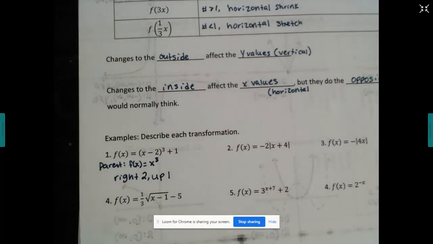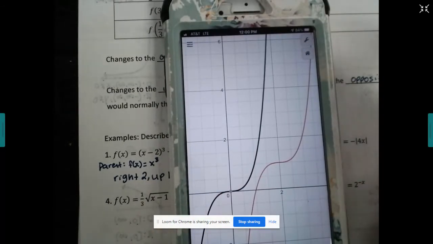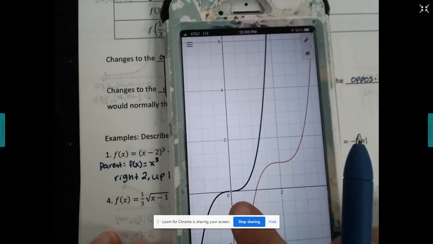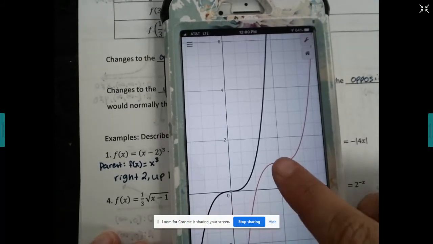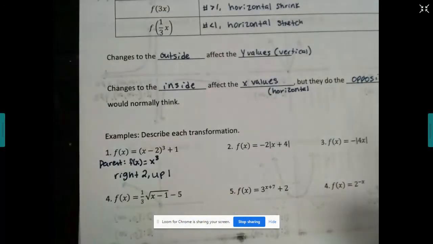Now, if you don't already have the Desmos app, you can download it. Of course, you can use a Chromebook. But if you just wanted to check yourself, you could look. Here's our original, just x to the third. Here's our little special point, and we can see that this graph went to the right 2 and up 1. And there it is. So you can always check yourself by graphing them.